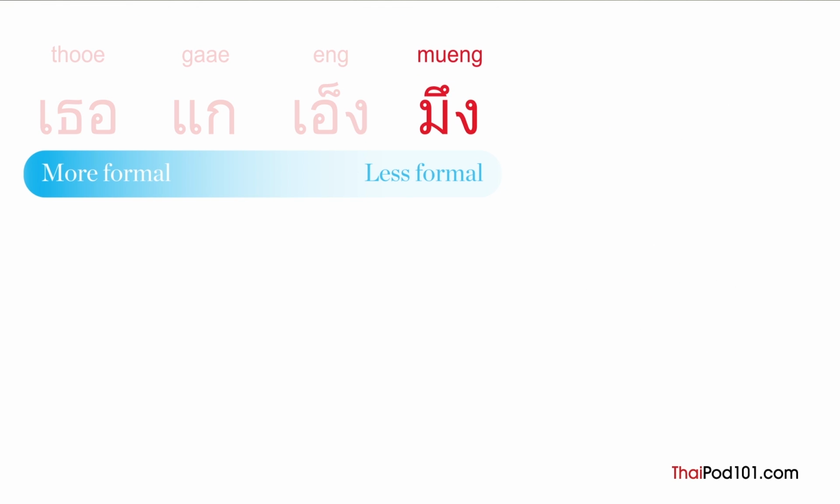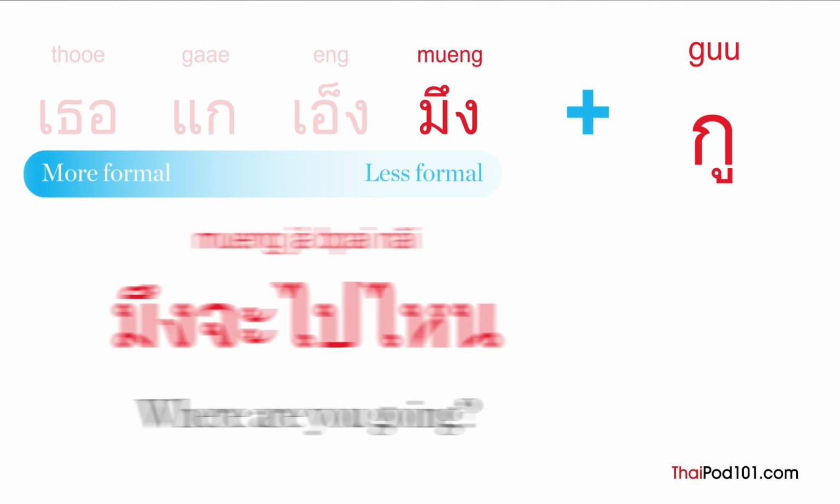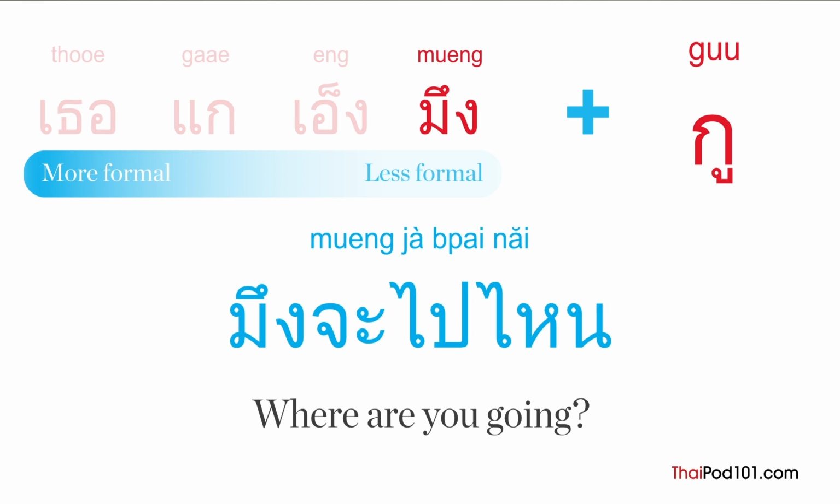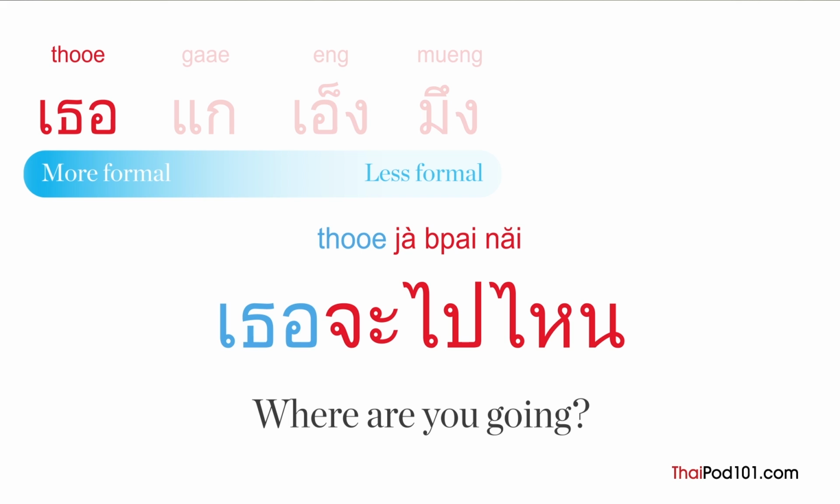มึง is usually used with กู, another word for I in Thai that we discussed in a previous lesson. For example, มึงจะไปไหน or เธอจะไปไหน, Where are you going? The sentences have the same meaning but different connotations.